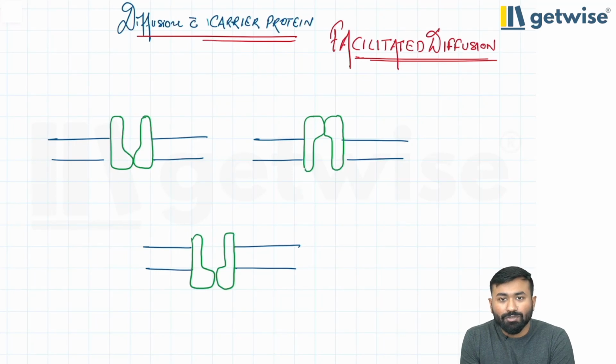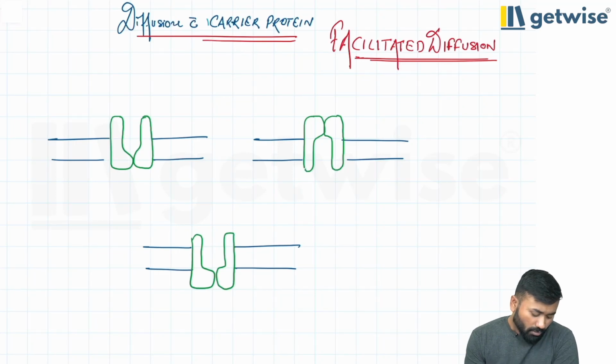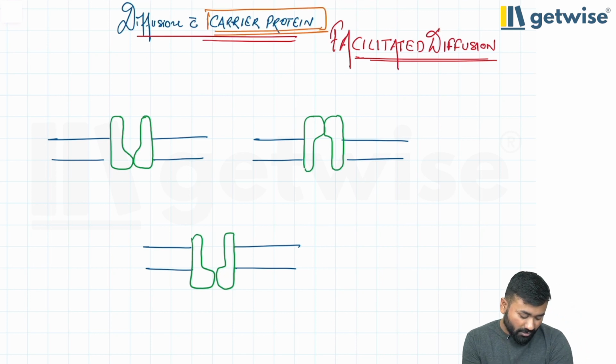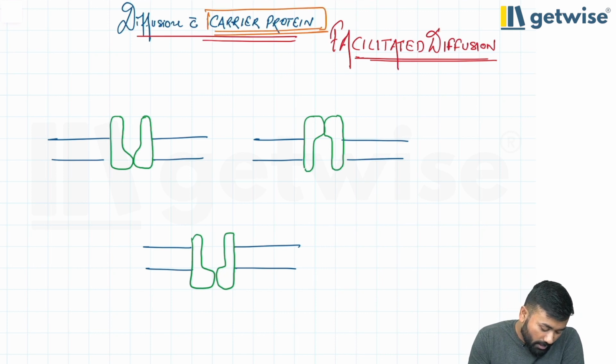Hey guys, in this video we will discuss facilitated diffusion. When diffusion is occurring with the help of a carrier protein, it is called facilitated diffusion. So let's look at the various steps that are involved in facilitated diffusion.